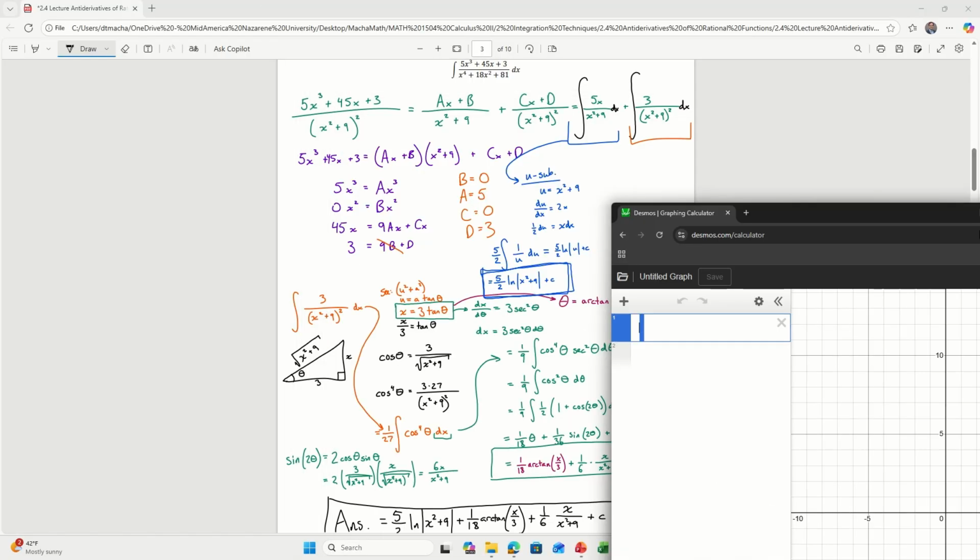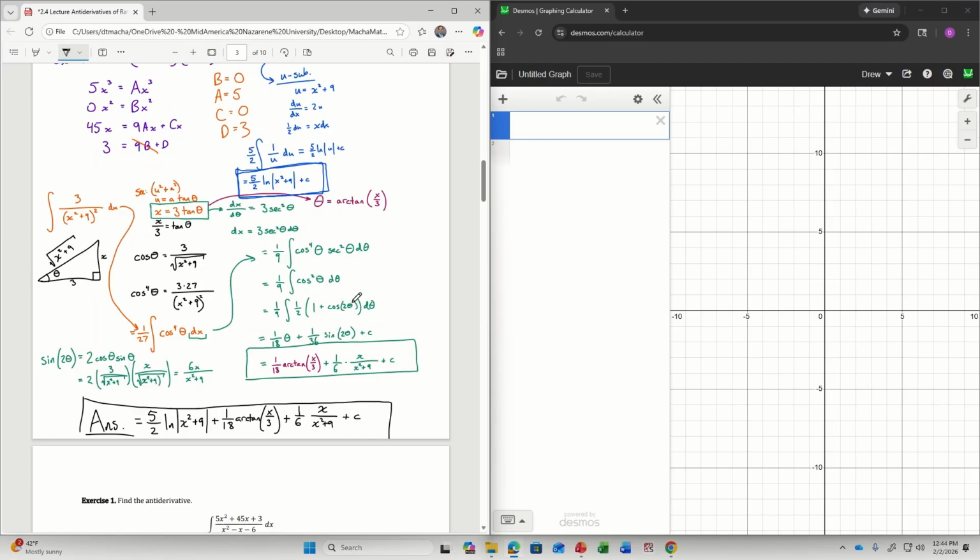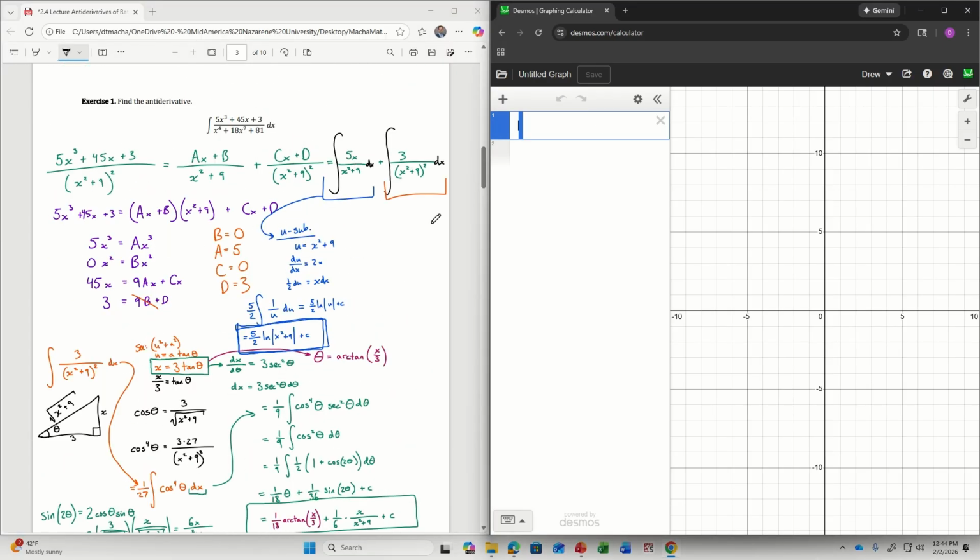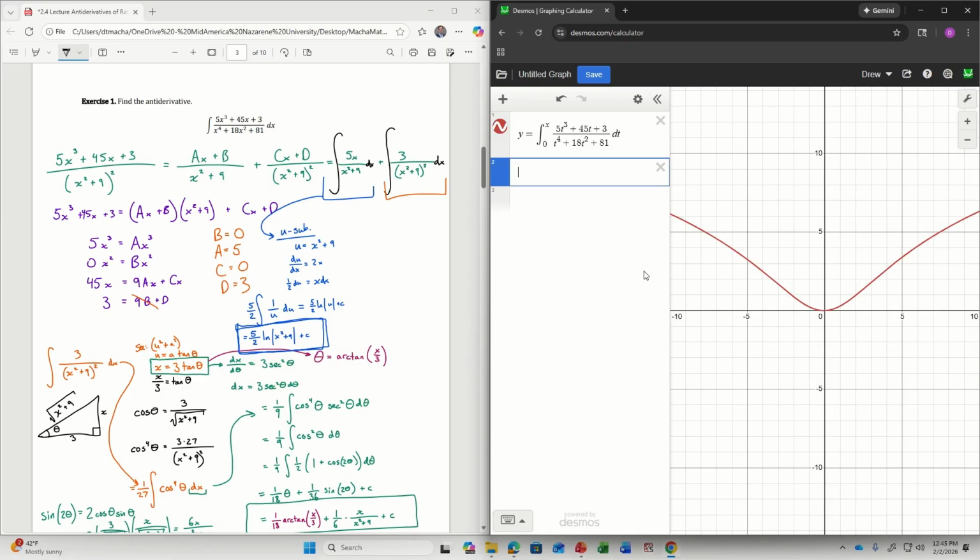I'm always interested after solving a really long problem in whether or not I got the right answer. So I'm going to do in Desmos an integral of this big ugly rational function. This time I'm going to replace the x's with t's though. So it's going to be 5t cubed plus 45t plus 3 divided by t to the fourth plus 18t squared plus 81 dt. And that's what I'm hoping my solution looks like.